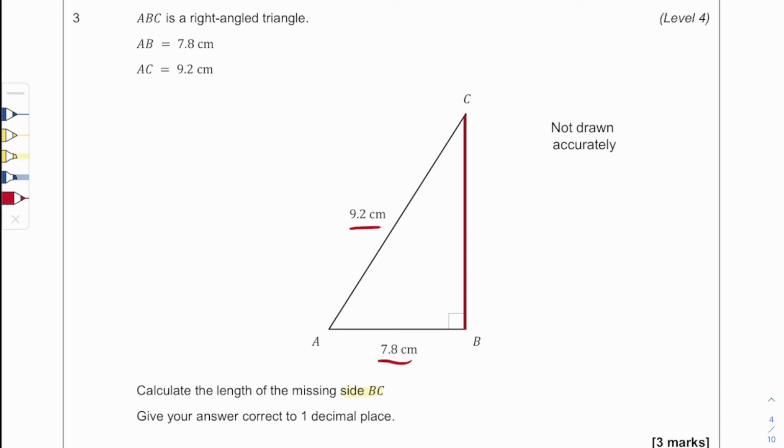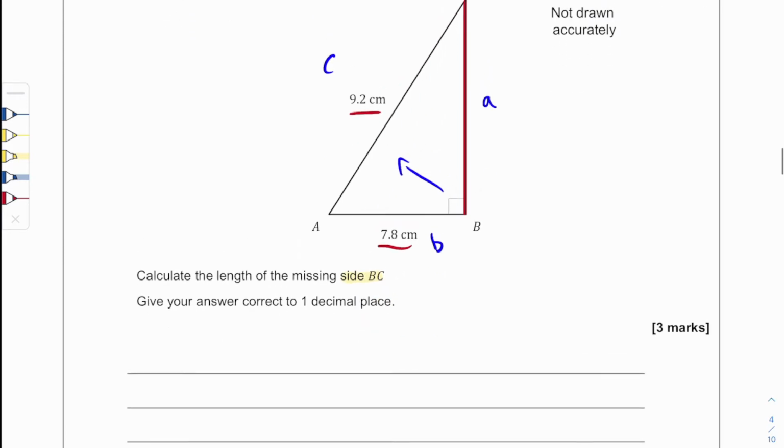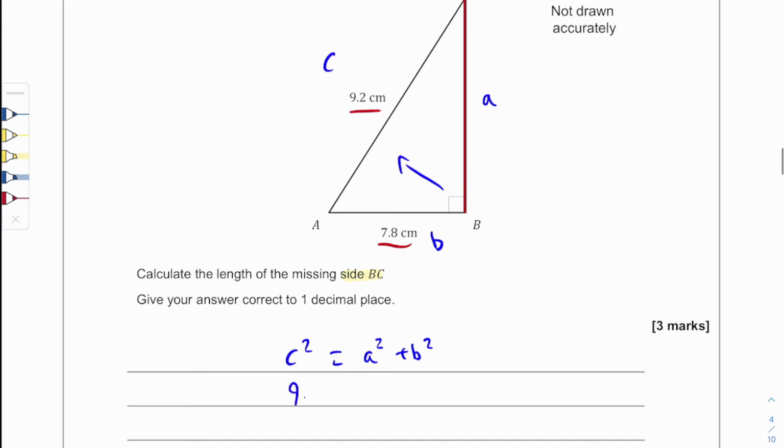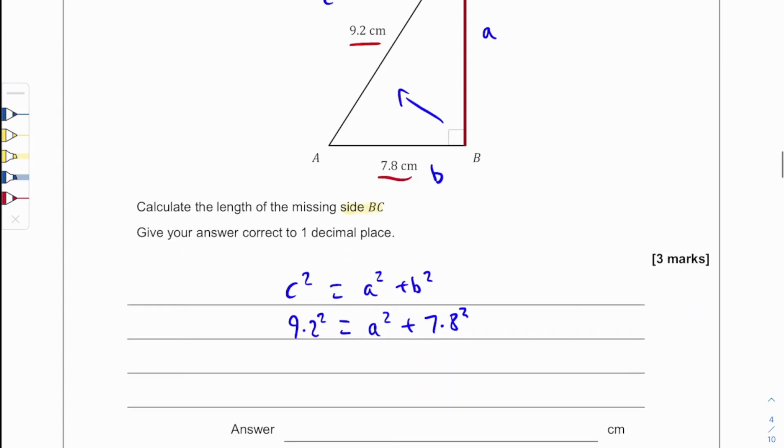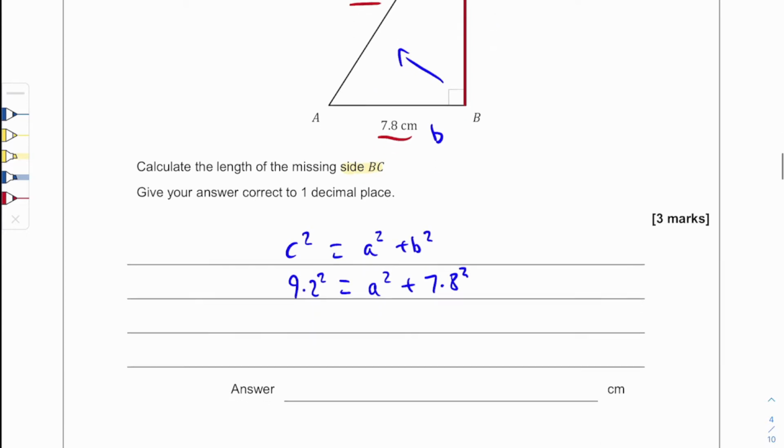Okay, so the first thing, again, it's the same method every single time. We label our triangle, so C, and then we'll call this one A and this one B. Then write out our formula, so we've got c squared, which is 9.2, but we'll write out the formula first. So c squared is equal to a squared plus b squared. Okay, so now we sub in our values, so 9.2 squared is equal to a squared plus 7.8 squared. Okay, we'll then rearrange to get a squared on its own, so we're going to take 7.8 squared away from both sides.